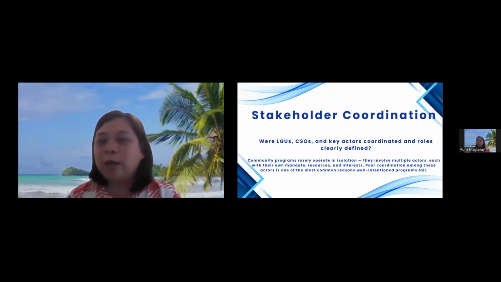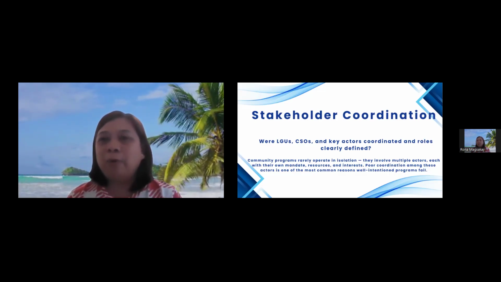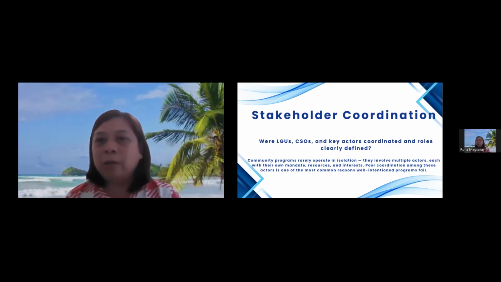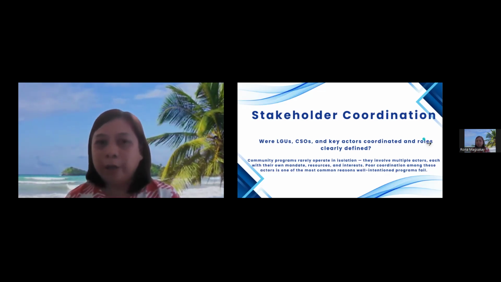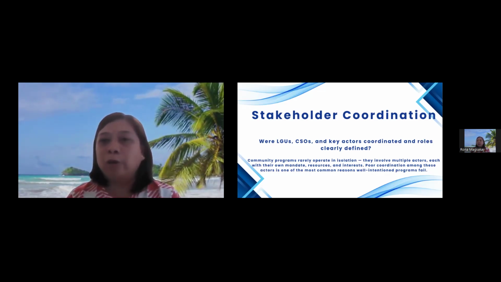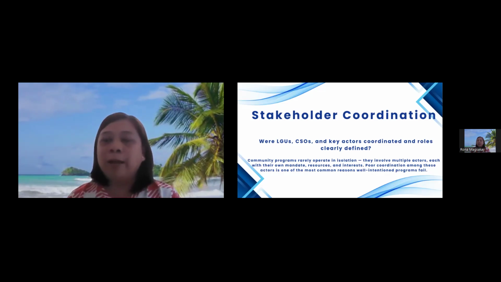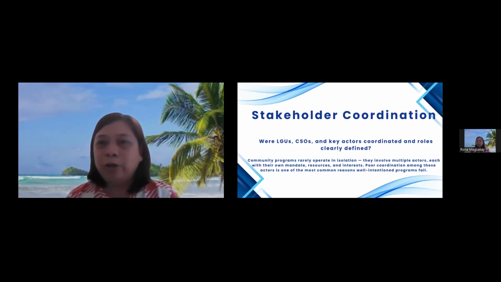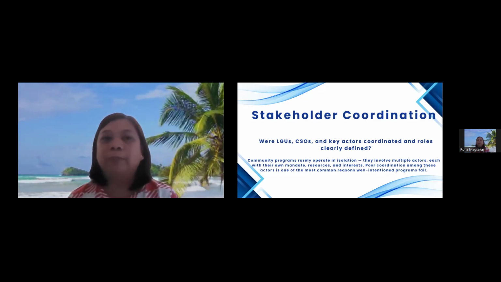When you lose the coordination, I tell you, even if your program is very good, even if you have good resources, it will fail. A lot of programs I saw failed because they did not have proper coordination, where LGUs, CSOs, and key actors coordinate and roles are clearly defined. It's very important in every framework and in every program. You just look at it as coordination. Yes, this is just coordination. But when you fail in this coordination, the whole program will fail.